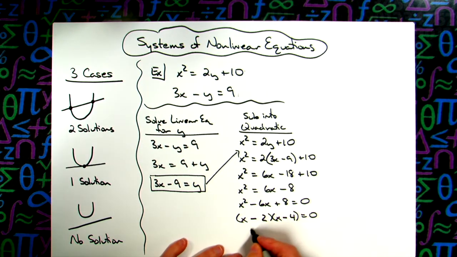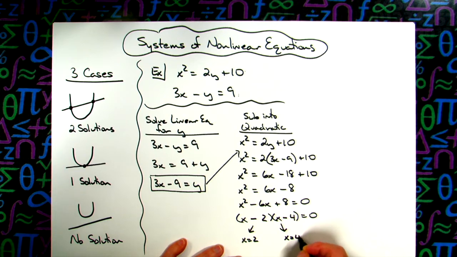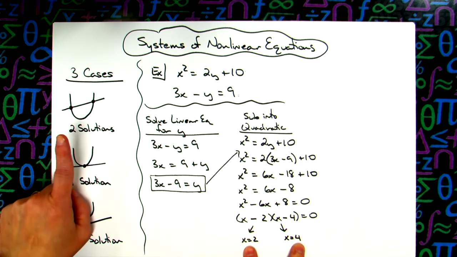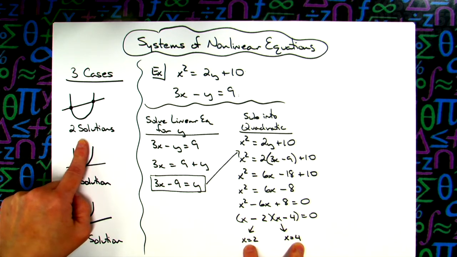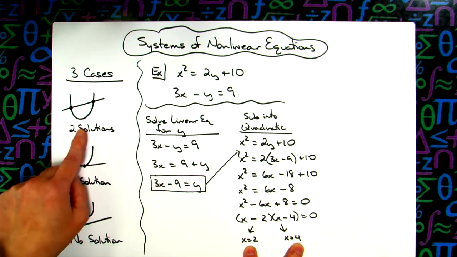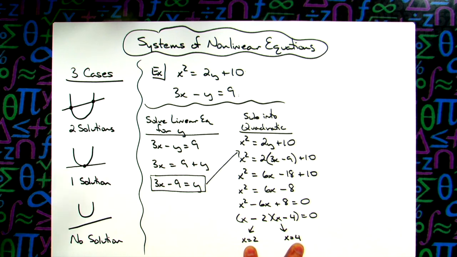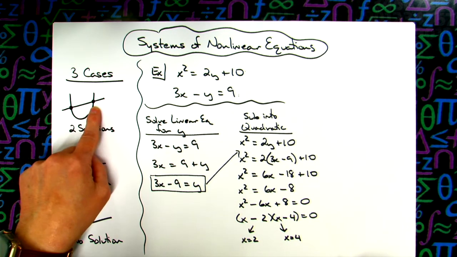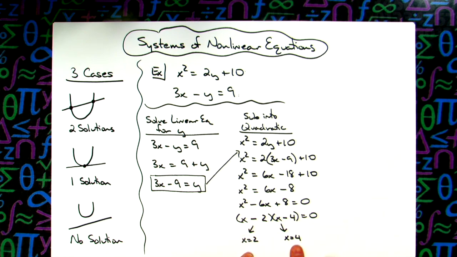Then we can set each one of these factors equal to 0. So x is equal to 2 on this one, and x is equal to 4 on this one. So I've got two solutions here. This means this is case number 1: I have an upright parabola and a line, and that line goes through that parabola in a way that it will cross in two places. Now, we really do need the points at which they cross. So I need to take each of these and plug them back in to find the y coordinate.